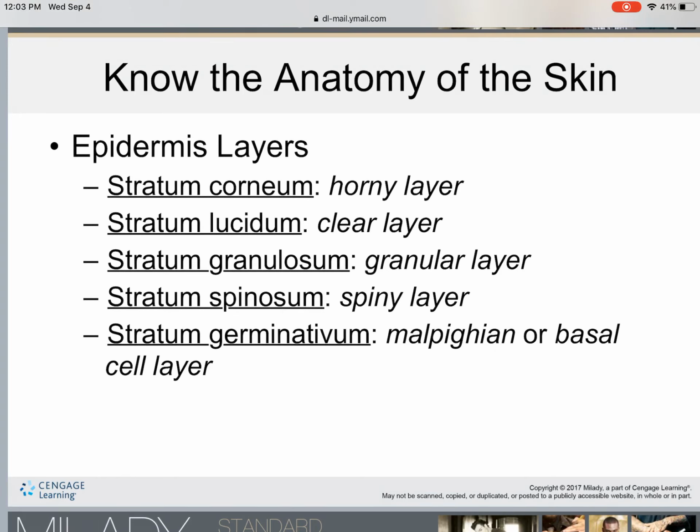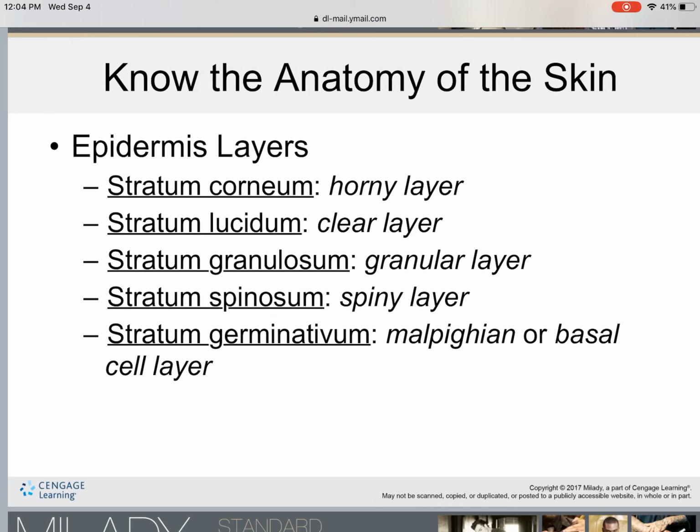Now, your stratum corneum is the top layer of the epidermis. It's also called the horny layer. This is the layer we see when we look at somebody. You have cells that are made up of fibrous protein, which is called keratin, which combines with a thin layer of oil, also called sebum, to help make the stratum corneum a protective, waterproof layer.